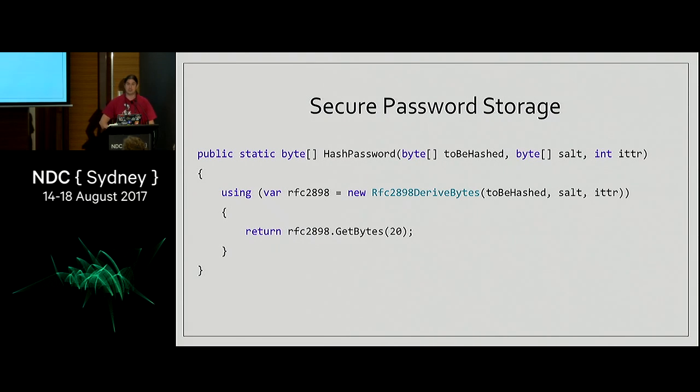So the reason we pass in 20 to get 20 bytes is the RFC 2898 derived bytes object uses SHA-1 below the covers, which gives you a 20-byte hash, so you don't need to actually extract any more than 20 bytes.